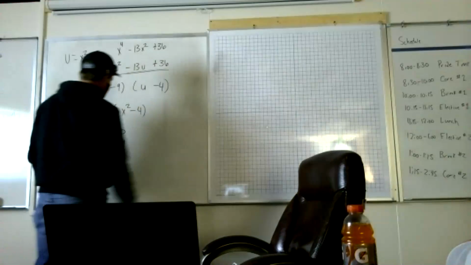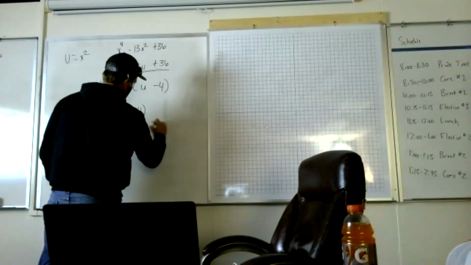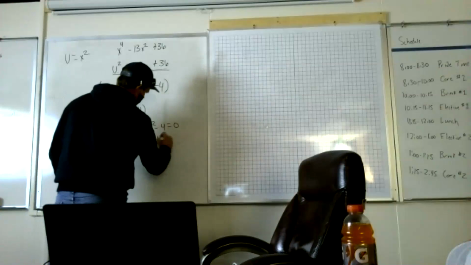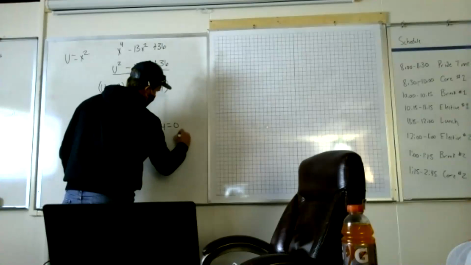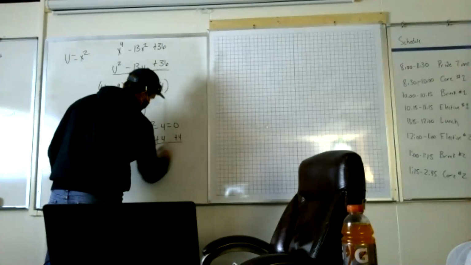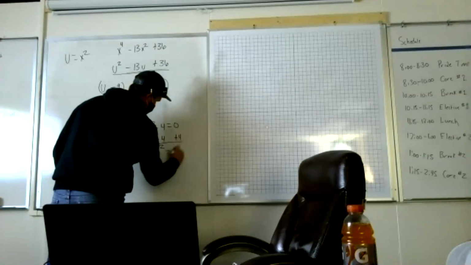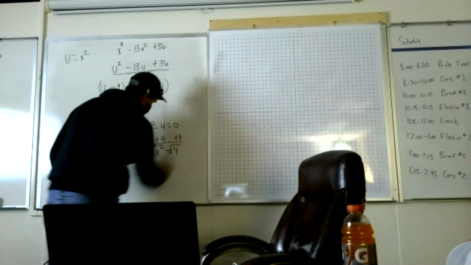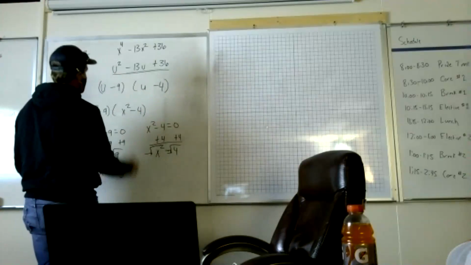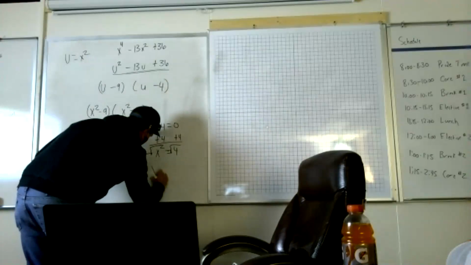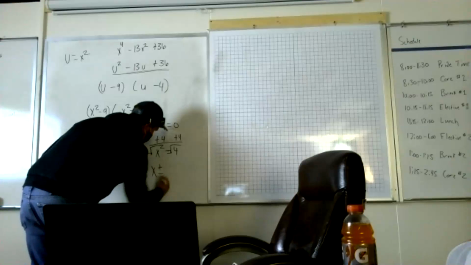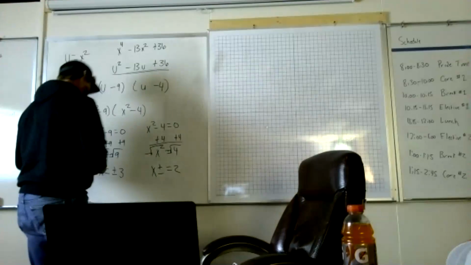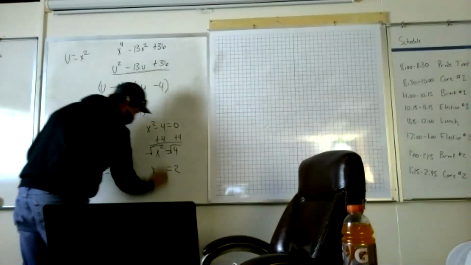Doing the same thing on this side. x squared minus 4 set equal to 0. We add 4 to both sides to isolate our variable. We're left with x squared is equal to 4. We take the square root, and we're left with x is equal to plus or minus 2.